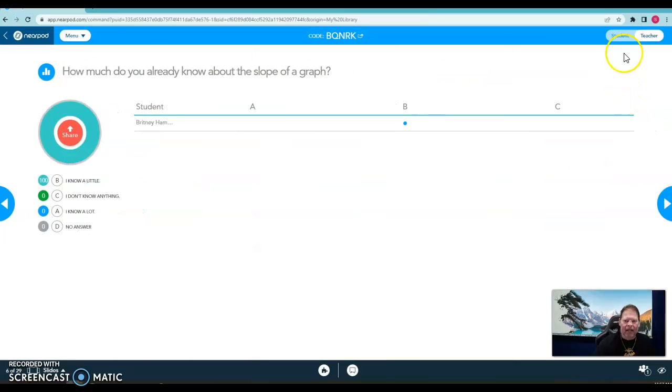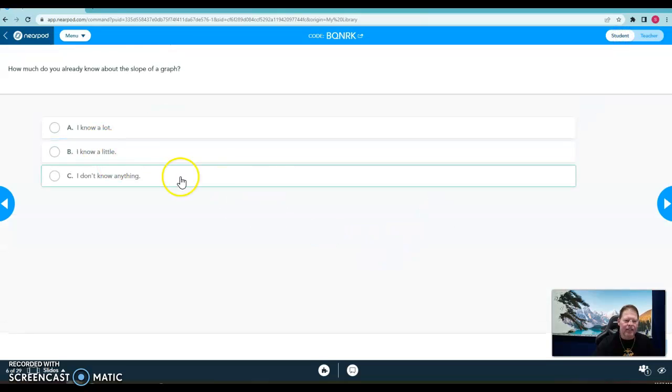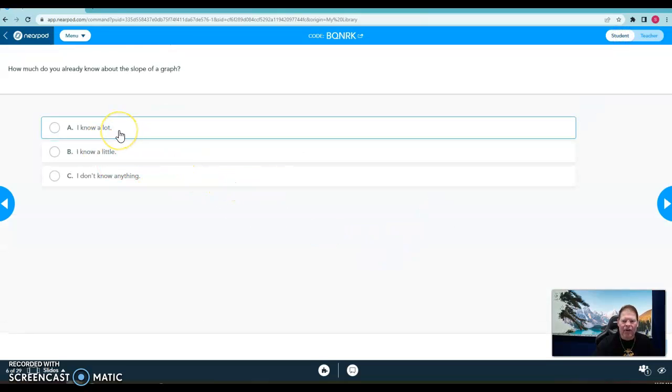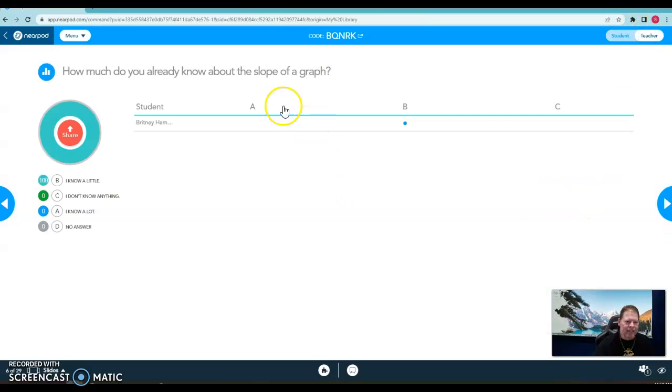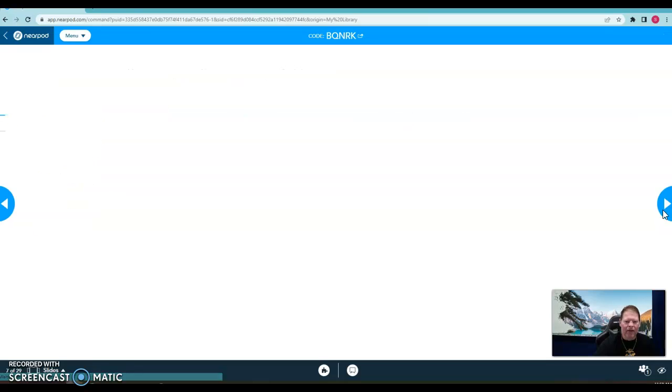The first one asks the students how much they know about the lesson, which today is about slope, and they get to answer. If I look in the teacher mode, I have a student that's already answered. They said B, that they know a lot about it. It kind of gives you an idea. It's a pre-assessment to get going.